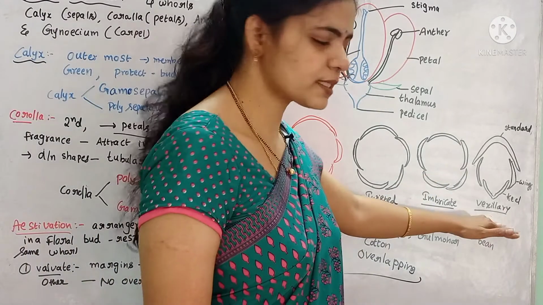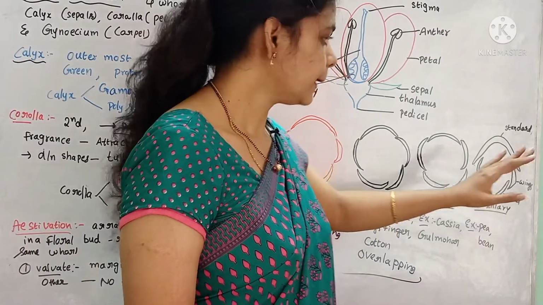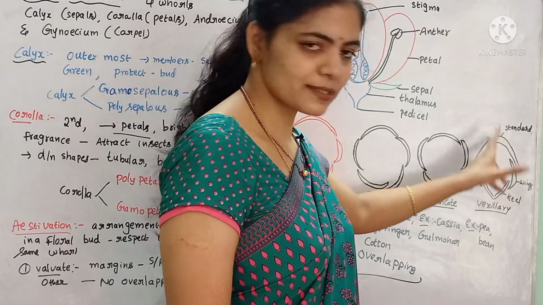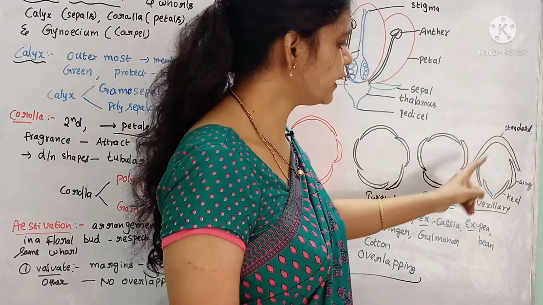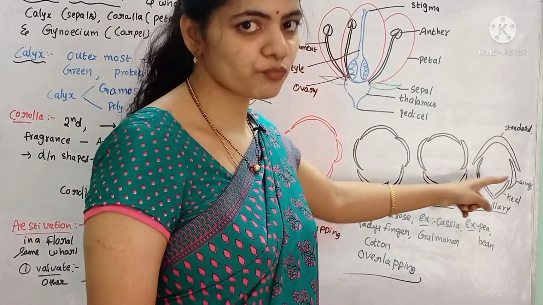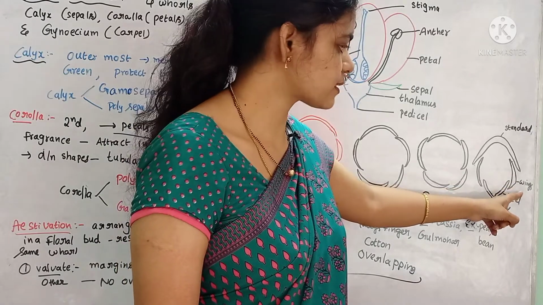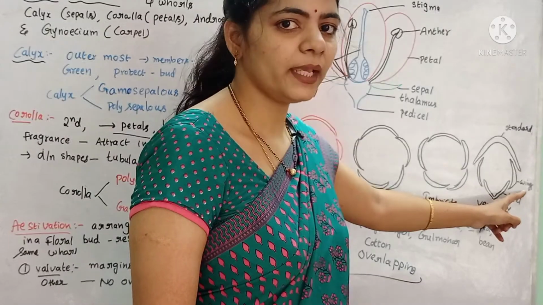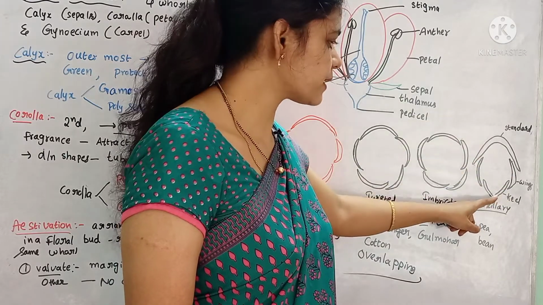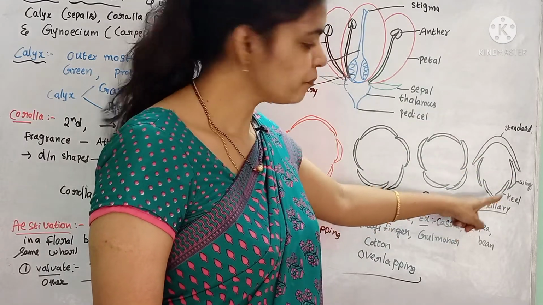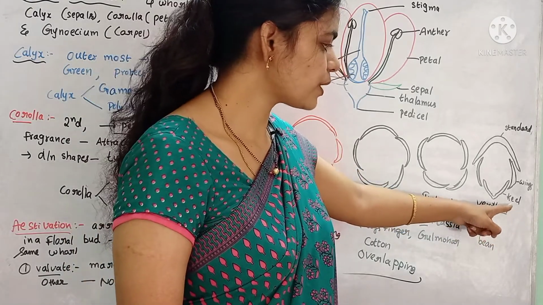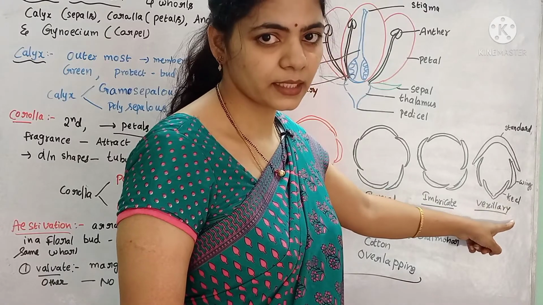And the last one is the vexillary aestivation. Here the largest sepal or petal is present, which is called a standard. That standard petal or sepal will overlap the smaller petals which are called wings, and these wings will overlap the smallest petals which are present anterior, which are called keel. What is the smallest petal in vexillary aestivation? Keel, which is present on the anterior side.